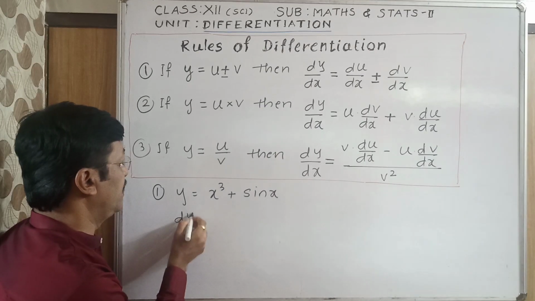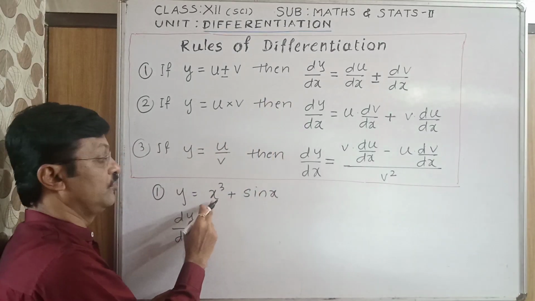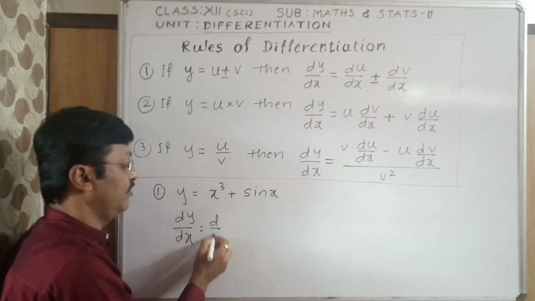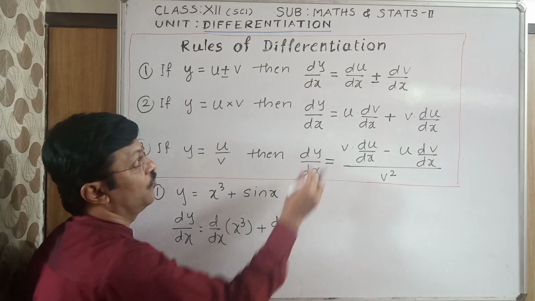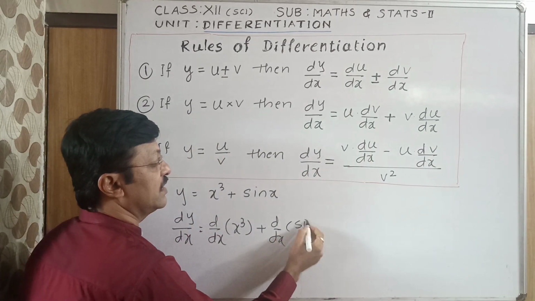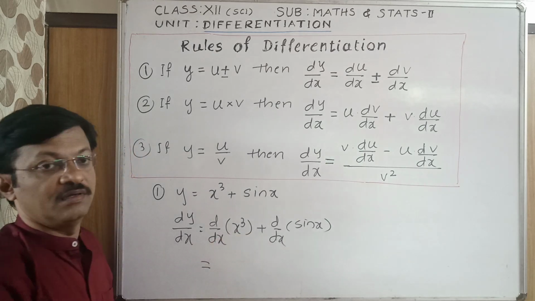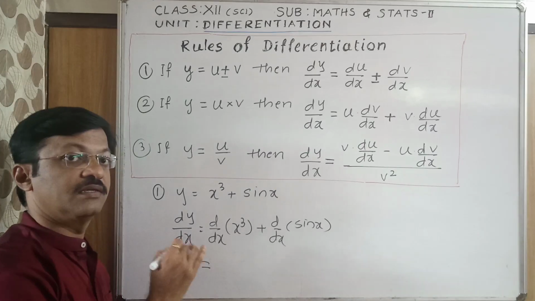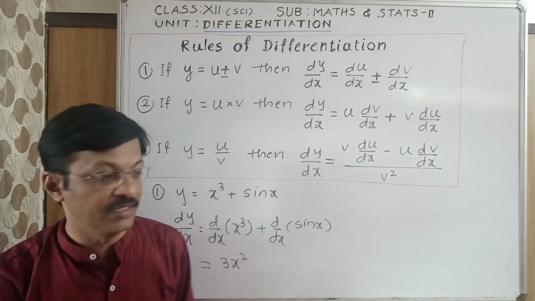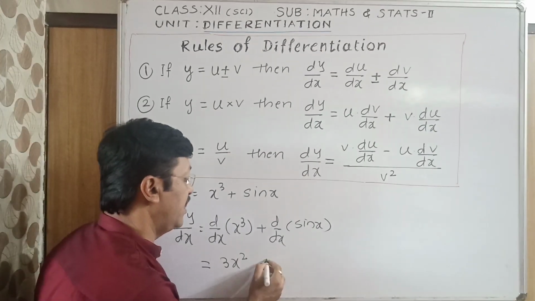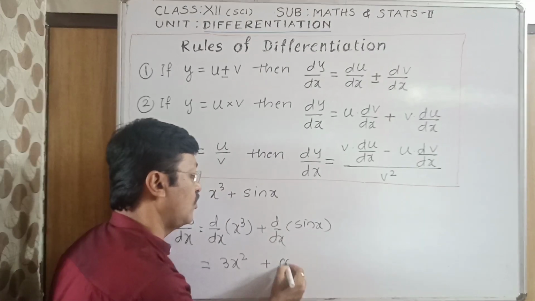So differentiation will give me dy by dx is equal to d by dx of u, where u is x cube, plus d by dx of v, which in this case is sine x. If you solve this, d by dx of x cube is 3x square, as per the rule for x raised to n. Plus d by dx of sine x, and the derivative of sine x is cos x.